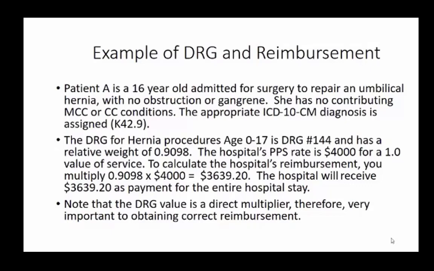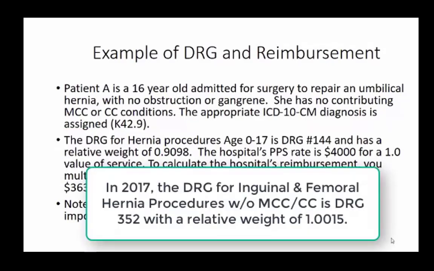Your coding software is going to take that K42.9, and from it is going to go into the selection of your DRG assignment, which is called a grouper. The DRG that's going to be picked up is going to be DRG number 144, and that DRG is for hernia procedures age 0 to 17, and it has a relative weight of 0.9098.